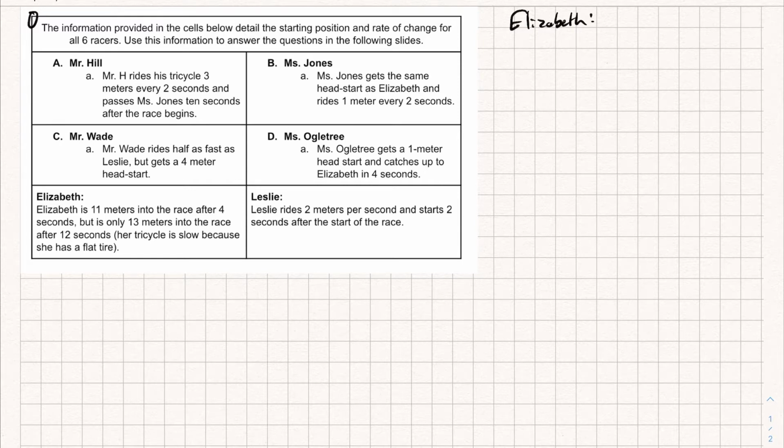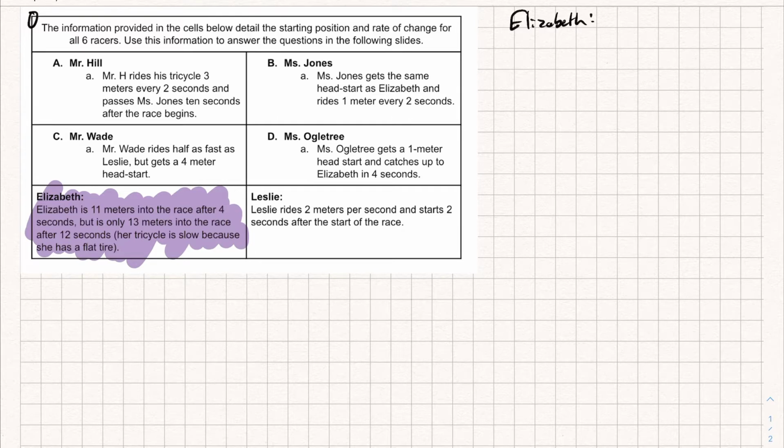So it says that Elizabeth is 11 meters into the race after 4 seconds, but is only 13 meters into the race after 12 seconds. So it looks like we have pairs of x values and pairs of y values, don't we? And remember, our y-axis for these graphs is distance and our x values is time.